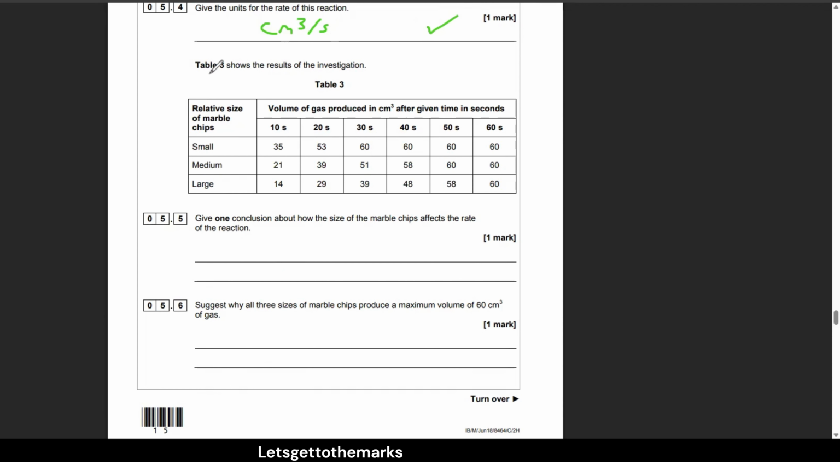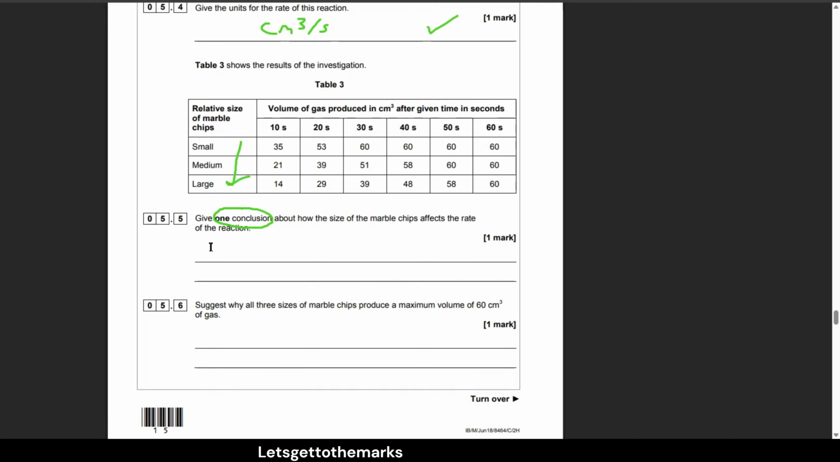Now, table 3 shows the results of the investigation, the relative size of the marble chip, small, medium, and large, volume of gas produced in centimeter cubed after given time in seconds. Okay, so great. Give one conclusion about how the size of marble chips affects the rate of reaction. Again, this is like describe. You don't need to use any science. Just basically what happens as the chips get larger.